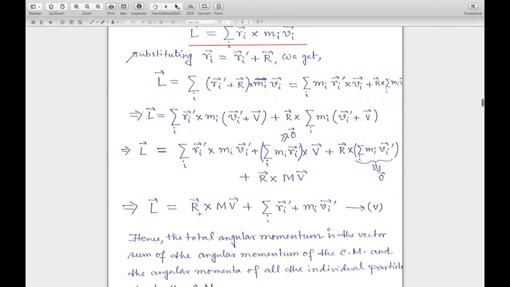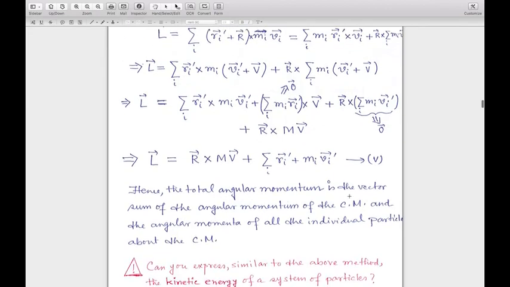So L is equal to R cross M V, capital M capital V, plus summation over i of Ri prime cross Mi Vi prime. That should be a vector product and not a plus; this is an error. So the total angular momentum of the system is the vector sum of the angular momentum of the center of mass itself, always assuming the total mass is concentrated at the center of mass, plus the angular momentum of all the individual particles about the center of mass, that means in the center of mass frame.